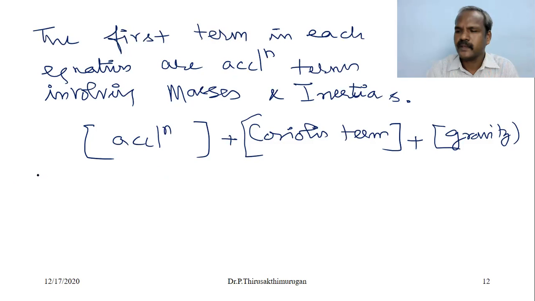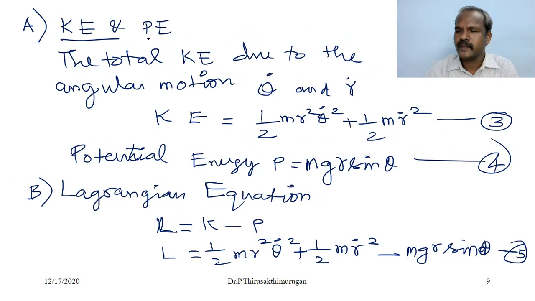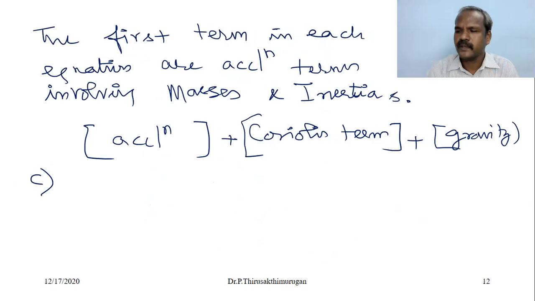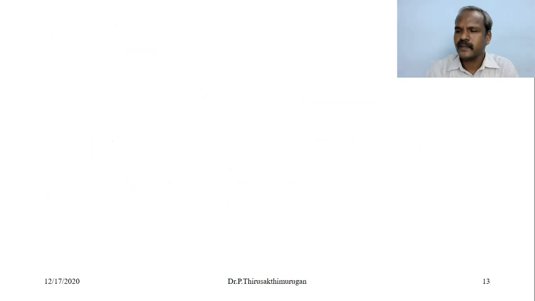So in the third part, for the manipulator, first we compute the kinetic energy, then we compute the Lagrangian equation parameters. The third one is manipulator dynamics. Using these vectors, the arm equations may be written in a convenient matrix form. So what is the matrix form?